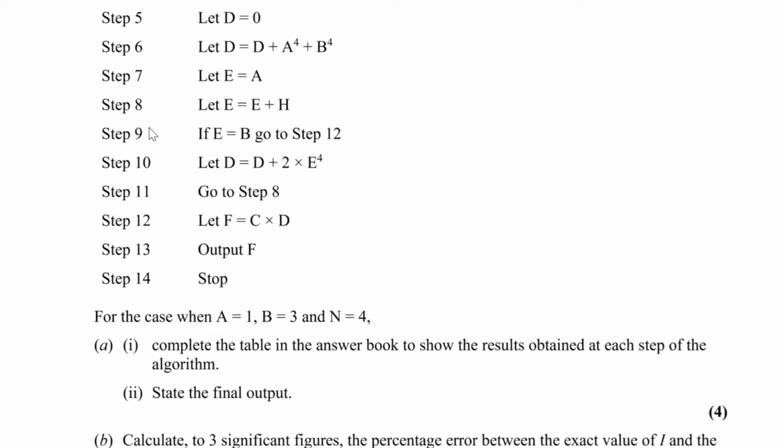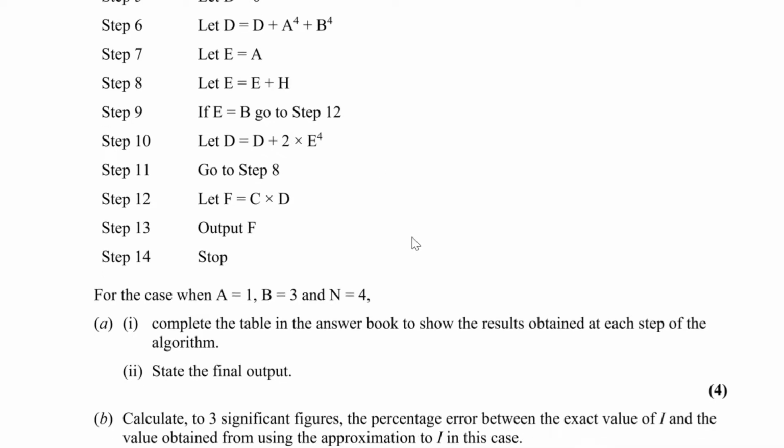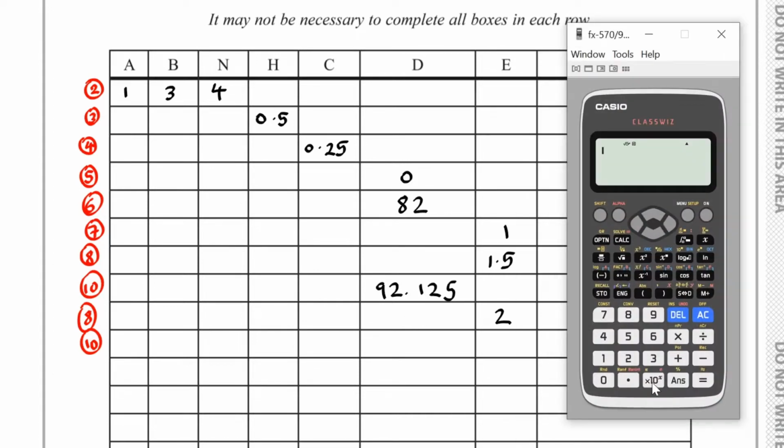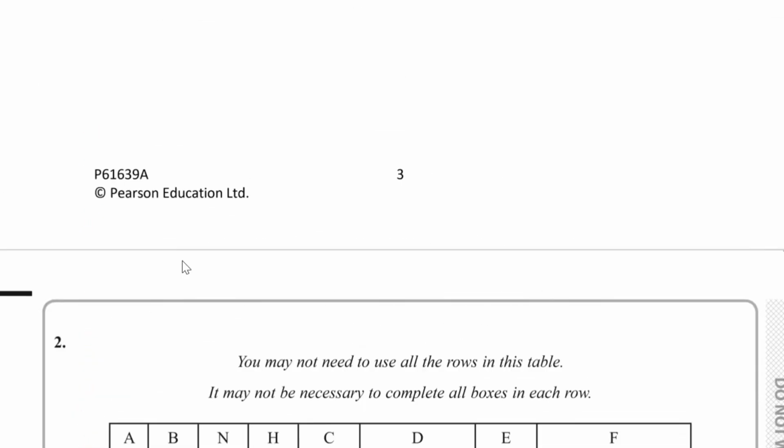Instead, we move on to step 10, where we let d equal d plus 2 times e to the 4. So we go back to step 10. So we now have to work out d plus 2 times e to the 4. So we have 92.125 plus 2 times 2 to the 4. We get a value of 124.125. Okay, so that's step number 10 completed.